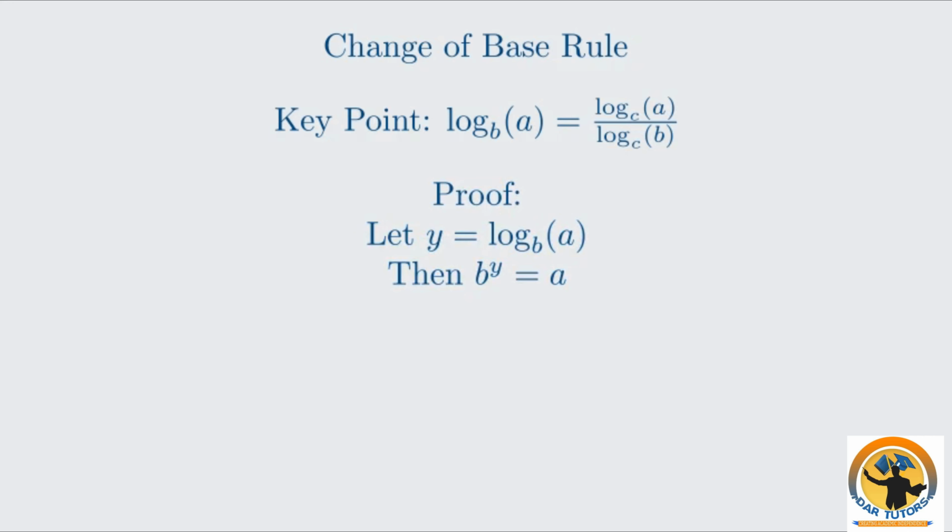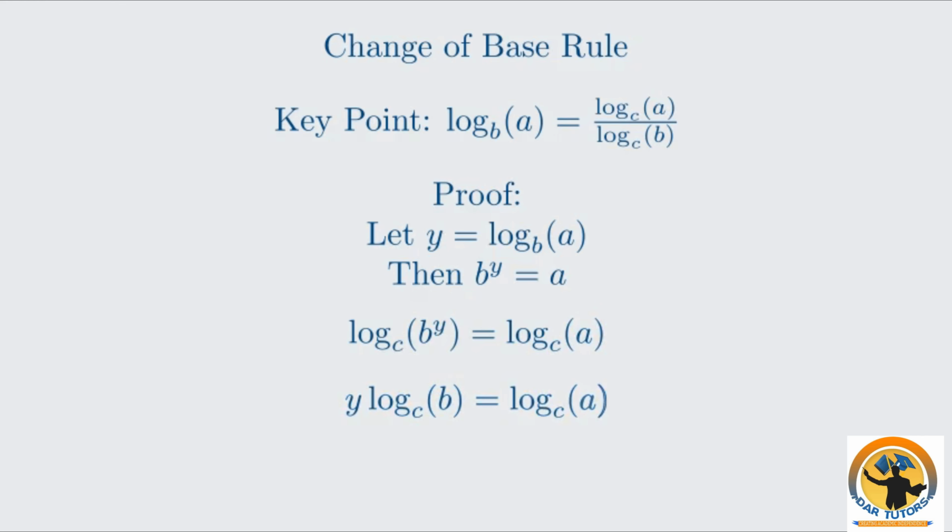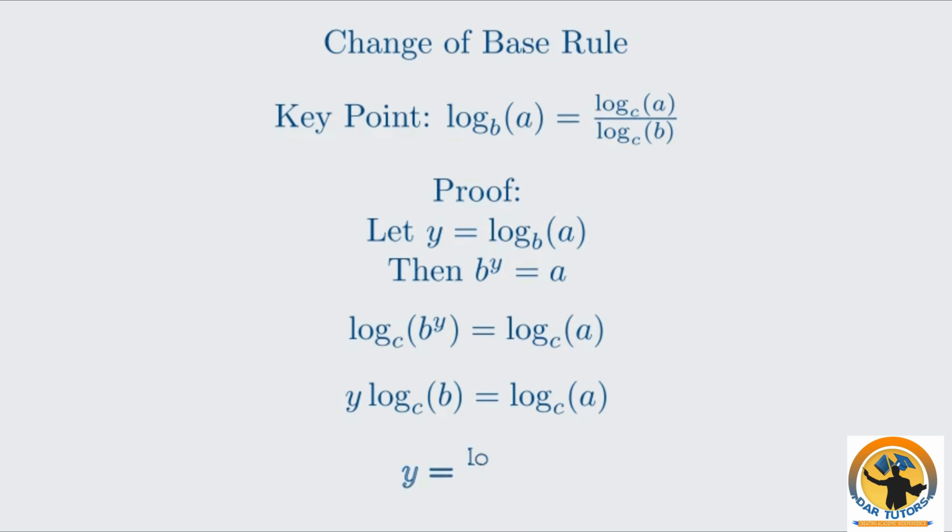Now, let's take the logarithm of both sides of this equation, using a new base, c. We get log base c of b to the power of y equals log base c of a. Using the power rule on the left side, we can bring the exponent y down. This gives us y times log base c of b equals log base c of a. Finally, we can solve for y by dividing both sides by log base c of b. This gives us y equals log base c of a divided by log base c of b. Since we defined y as log base b of a, we have proven the change of base rule.